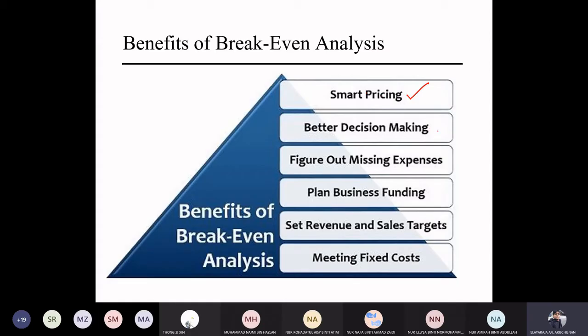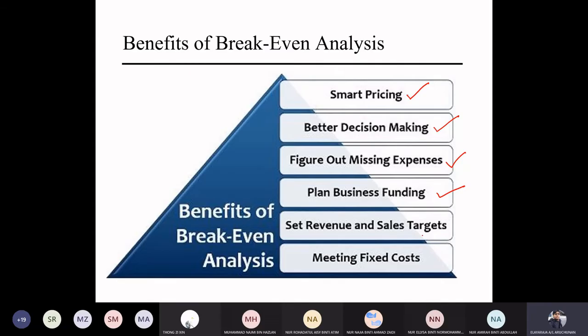Next is better decision making. It helps you make better decisions in order to make your goods tradable in the market. Next, figure out missing expenses. You can easily figure out which missing expenses you need to consider. Next is planning for business funding. Just now, Najmi said, strategize the business. So you need to plan the business funding. How are we going to fund your business?